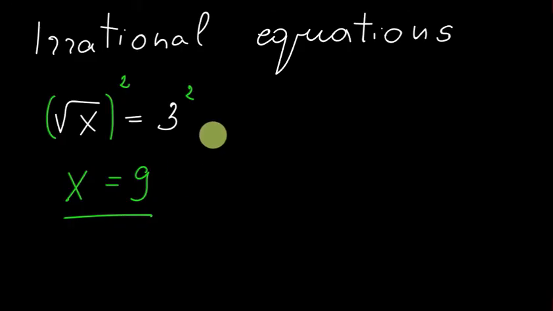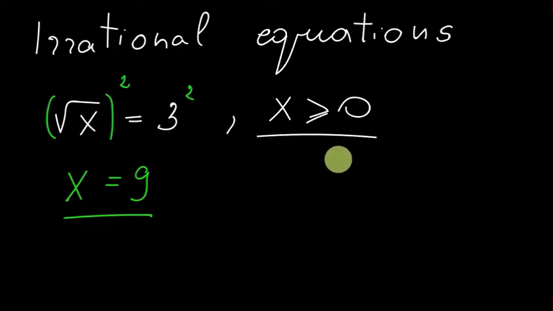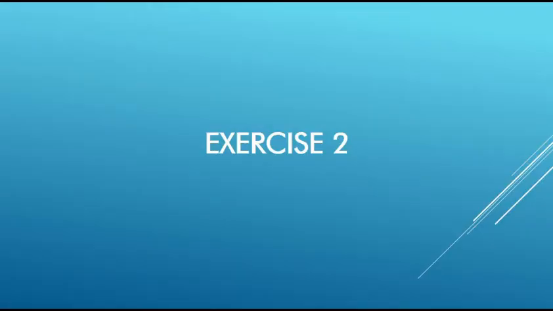Also, an important characteristic of irrational equations is that a square root can't be negative, and what is inside the square root also can't be negative. So it's important to check that our x is more than or equal to 0. That is very important. And x is 9, so it's true, and our answer is right. Okay, let's move to another example.